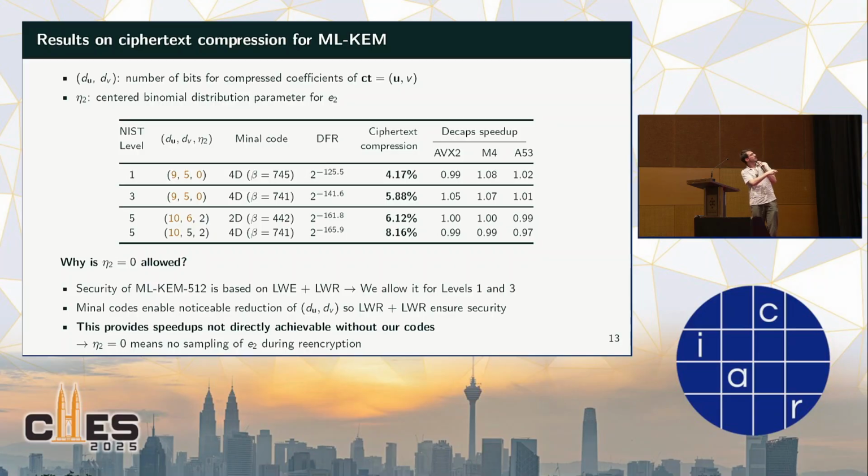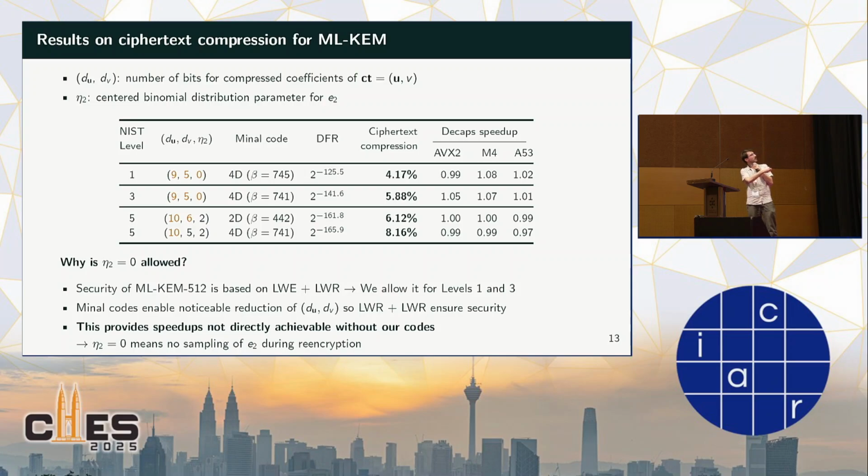And what ends up happening is that because we are able to reduce so much the number of bits required for ML-KEM, LWR, or learning with rounding, begins taking effect, and we are able to even use eta 2 equal to 0 with a negligible DFR, right? And because we are using eta 2 equal to 0, we not only get compression for levels 1 and 3, we also see some speedup, because now during the re-encryption you are not resampling E2.